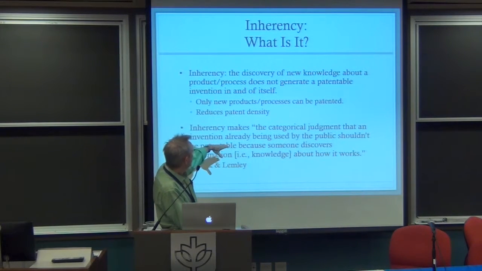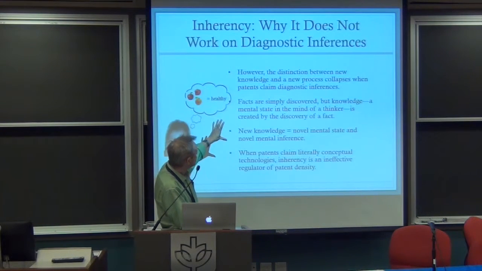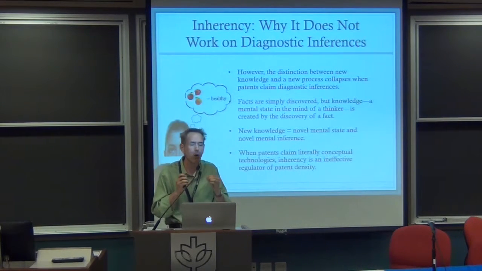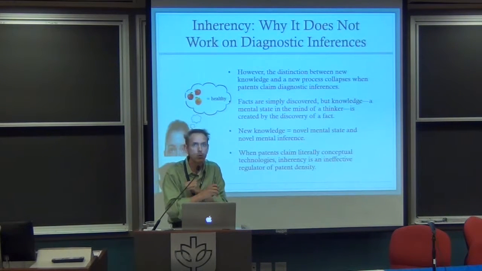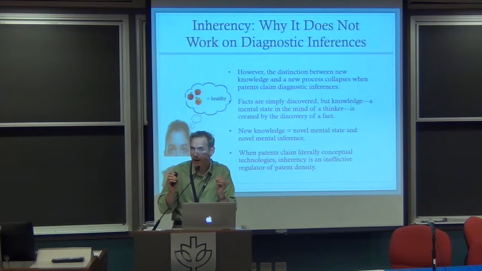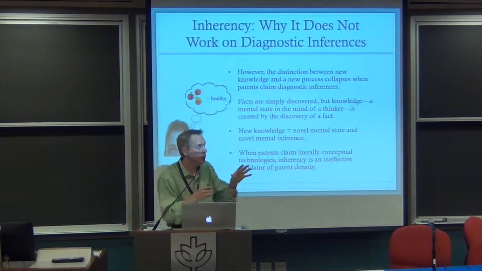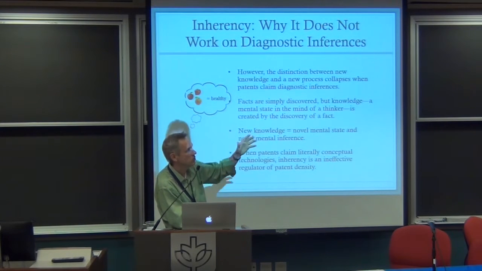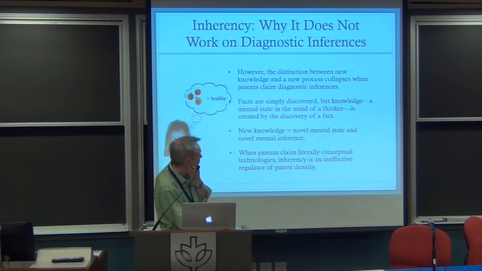We would depend on a distinction between new things and new knowledge. However, that distinction breaks down when we start to talk about concepts, because a new diagnostic inference employs new concepts, and whenever you've discovered new knowledge, you've created a new concept, and therefore you have a novel claim within the mind. You discover new properties of a known diagnostic inference, and you have a novel diagnostic inference. There is no distinction between the things that are being claimed and the novelty of the concepts, which, under the usual inherency rules, don't lead to novel claims.